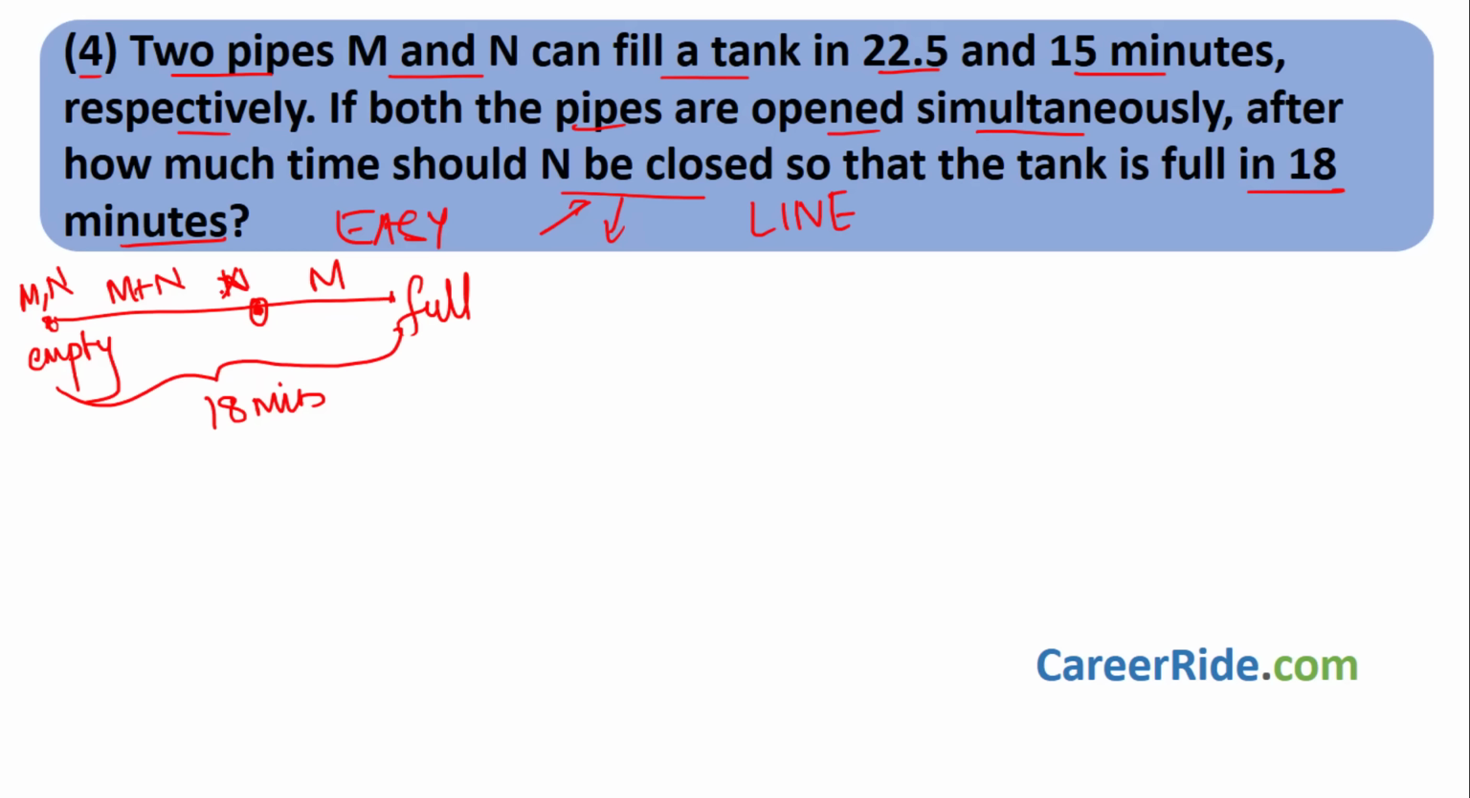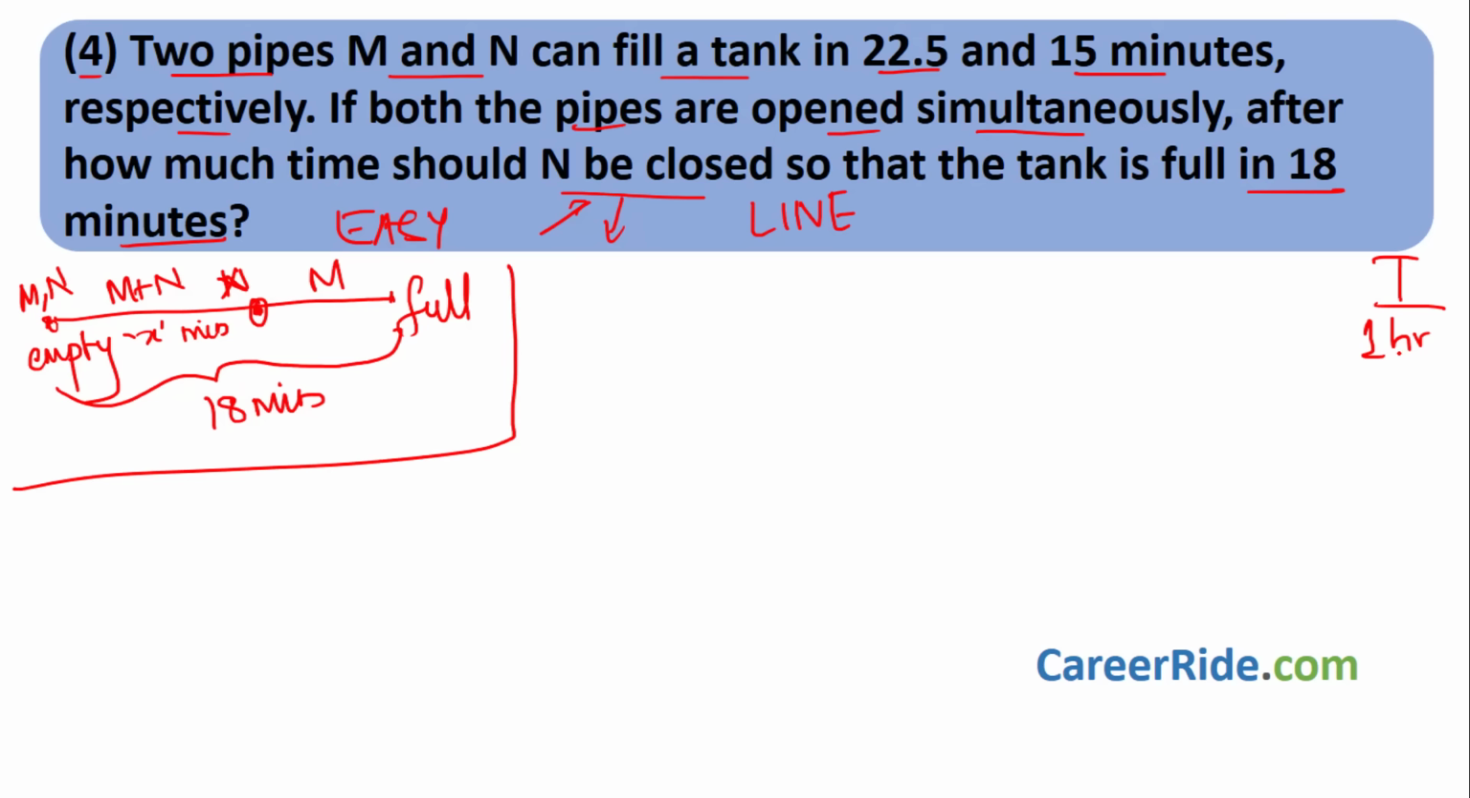Now do we know at what point or after how many minutes we have to close pipe N? No, so let us assume that pipe N should be closed after X minutes. That means pipes M and N both are working for X minutes, then after that N is closed and only M is working. Now from this diagram let's see how to solve the sum. What have we learnt in pipes and cisterns at the start? Just invert and find the 1 hour work done.